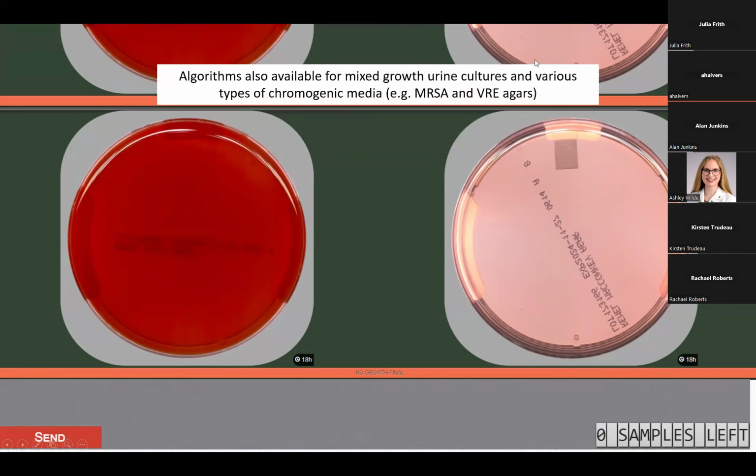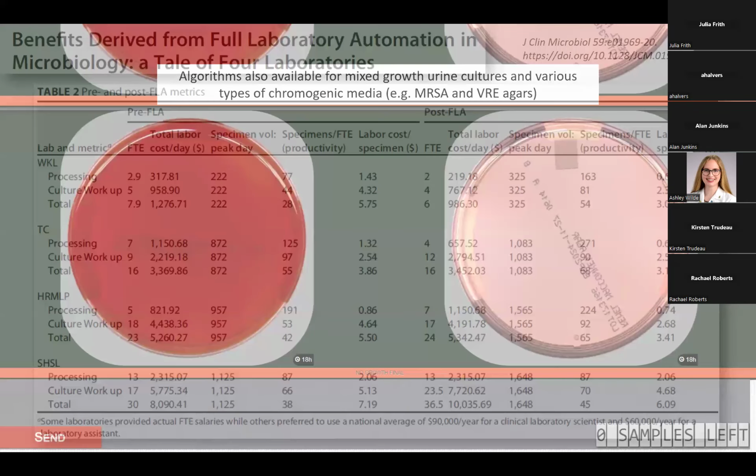There are some other algorithms. There's one for mixed growth urine cultures where it looks at it and says, this is a mess, this is not real. So we don't have that one yet. And various chromogenic media. MRSA surveillance algorithm, we have one for that, which is great because we do about 100 MRSA cultures on the NICU every Monday, and 99% of those are no growth. So this machine tells us these are the ones that are no growth. Click this one button, and they all get finalized in the computer system. They all get thrown away. You don't have to touch them. You can imagine how much time that saves.